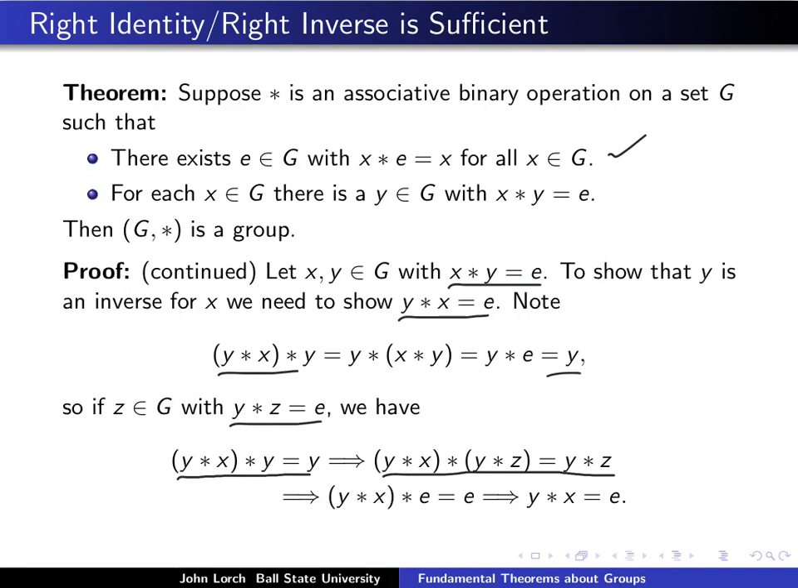And so if we apply that fact, we wind up with this equation, but e is an identity, so y times e is just y times x. So we wind up having showed that y times x is the identity, and you might recall that that's exactly what our goal was.